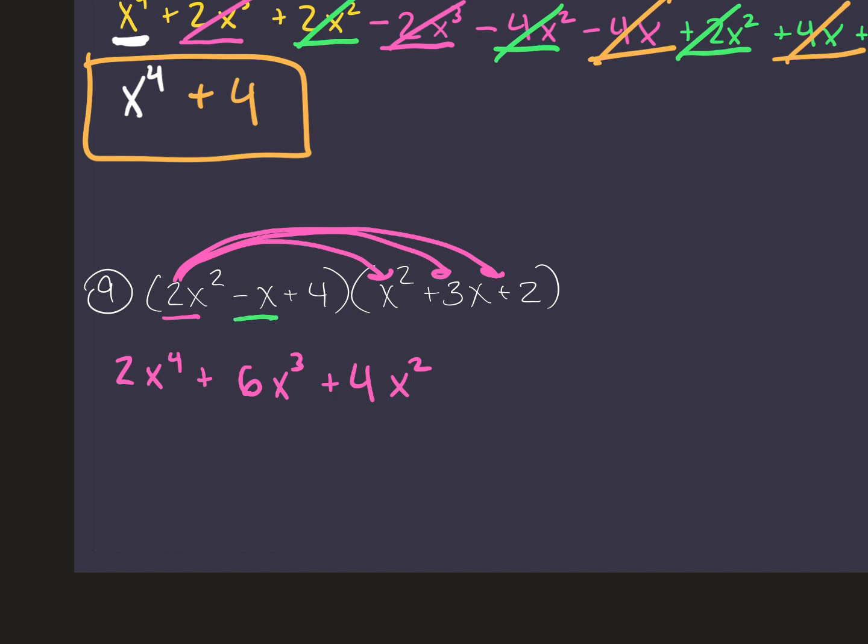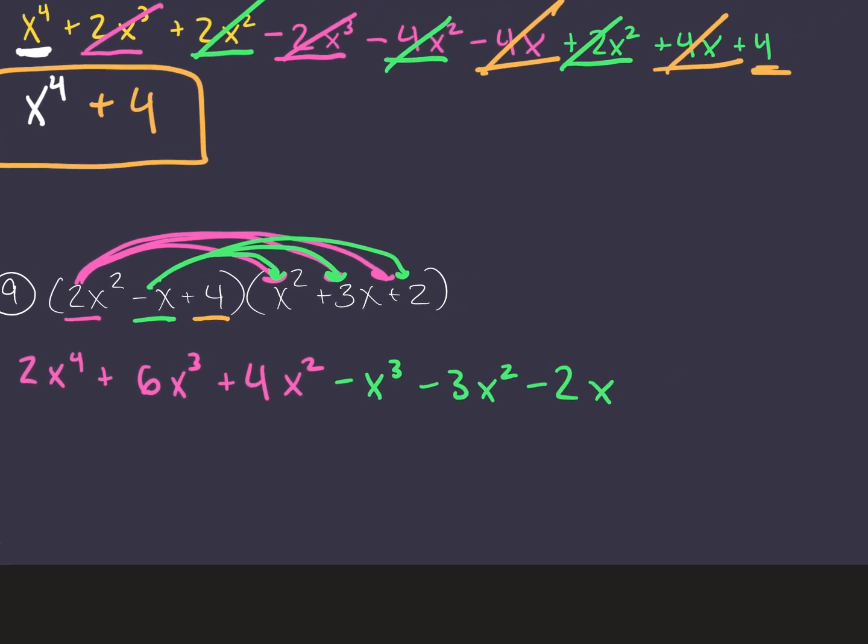Next, we move on to the second term and multiply that times all 3 things in the next set. So x squared, negative x times x squared would be negative x cubed. Negative x times 3x would be negative 3x squared. And then negative x times 2 would be negative 2x.